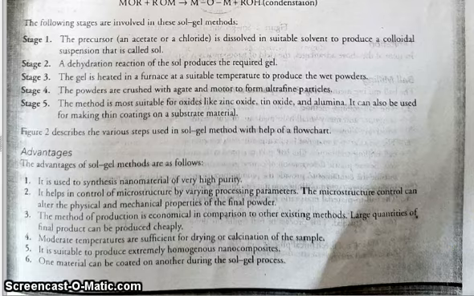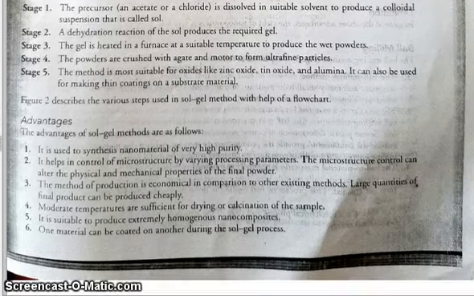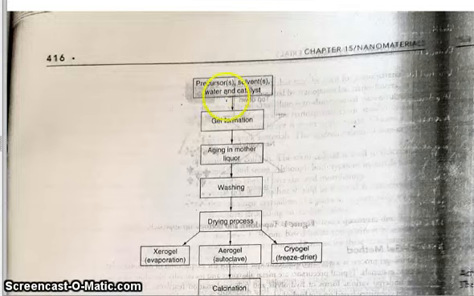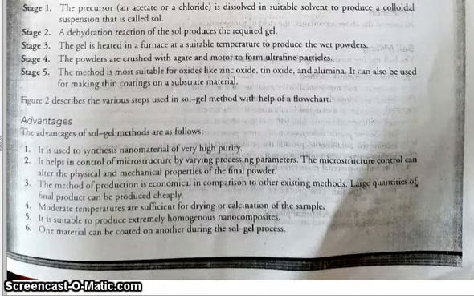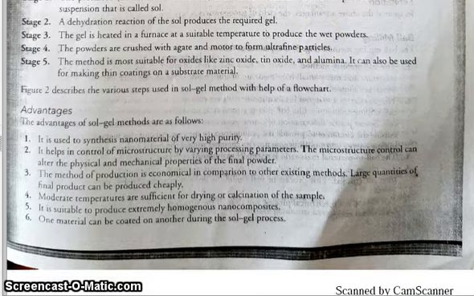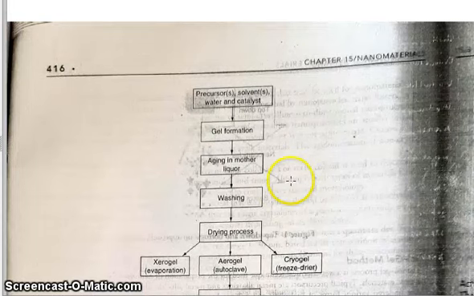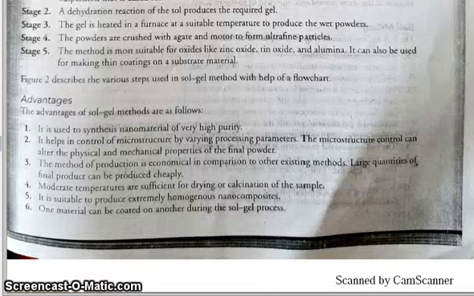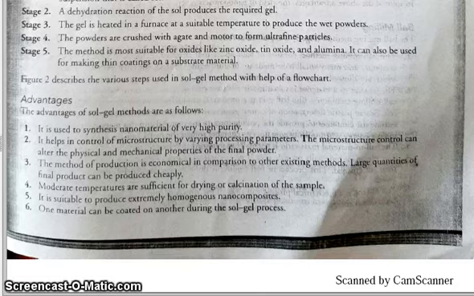So in the flow chart, you can see that a gel is formed in the gel formation, second step, right? And the third step is the gel is heated in a furnace at a suitable temperature to produce wet powder. So the third step is production of wet powder, right? Or aging in mother liquor, we can say, right? So it is heated in a furnace to produce wet powder.